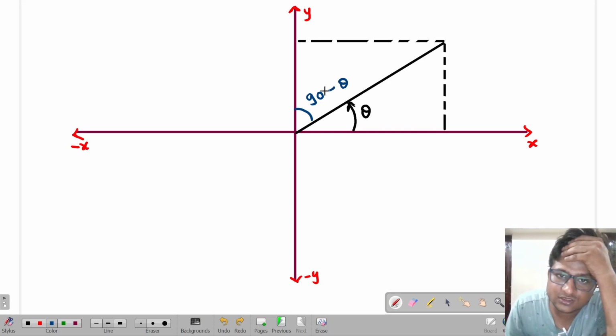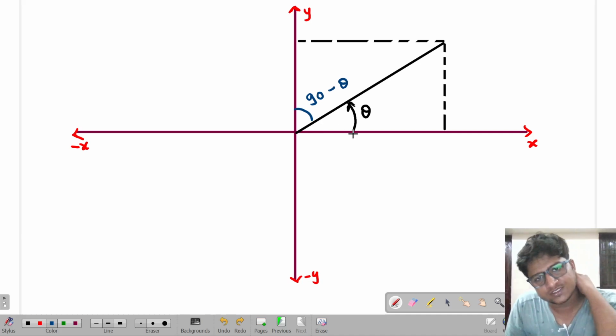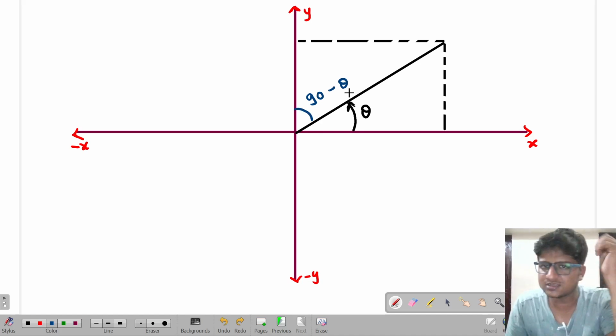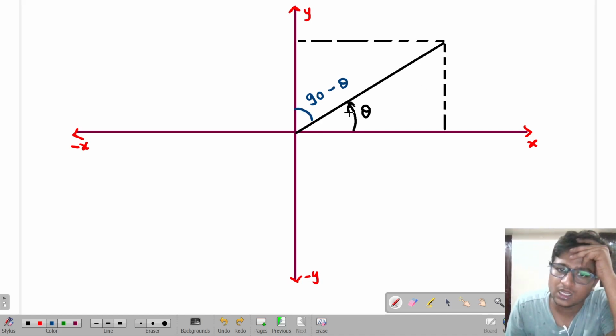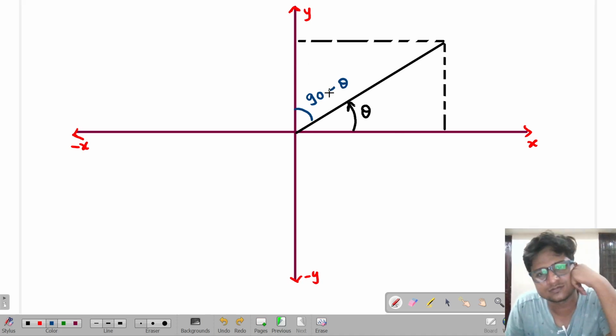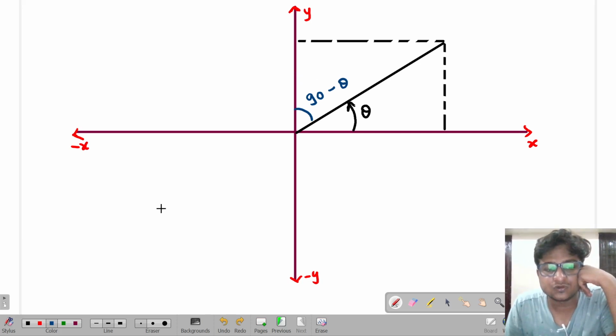See, simple. If they are perpendicular, then the total angle is 90. So if this is theta, then this will be how much? 90 minus theta. So if this is working like a perpendicular for this triangle, this will work like a base for this triangle for 90 minus theta. So whatever I was getting as sine, I'll get as cos over here. This is why the calculation changes when you write 90 minus theta, 90 plus theta and all.